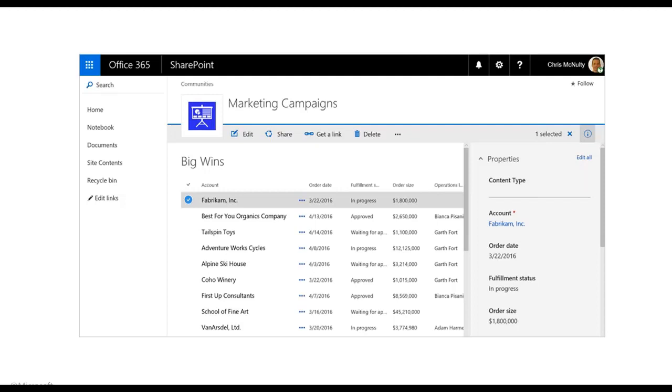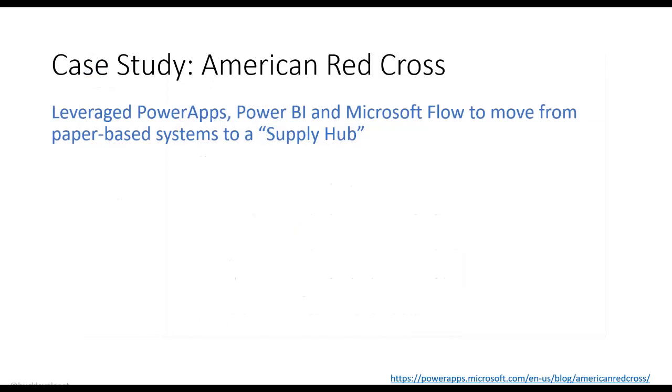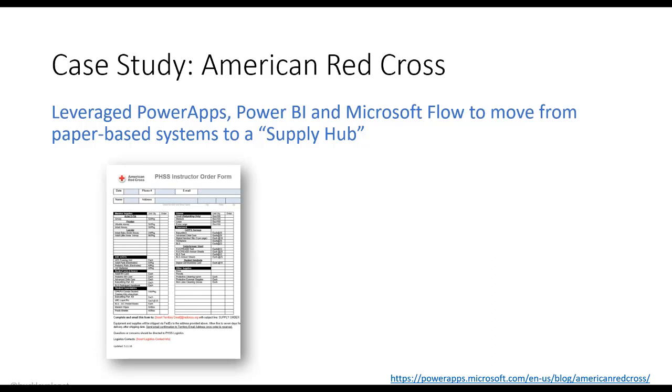So some examples that are in the white paper, just to highlight some examples of using these business apps. There's I think 5 or 6 case studies in the white paper. I'm just going to highlight 3 of them. So the American Red Cross, they leveraged PowerApps, Power BI, and Microsoft Flow to build this supply hub. So they had these old order forms, paper-based or Excel-based, painful. It didn't do anything. Somebody had to go in and take the information and then go do something with it.